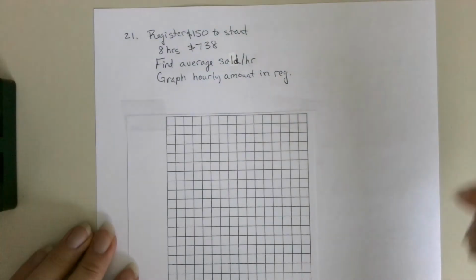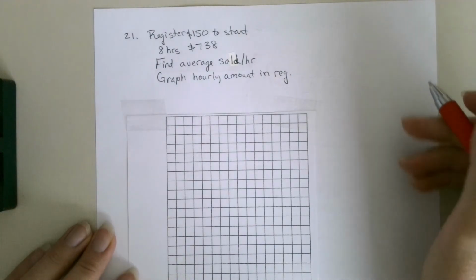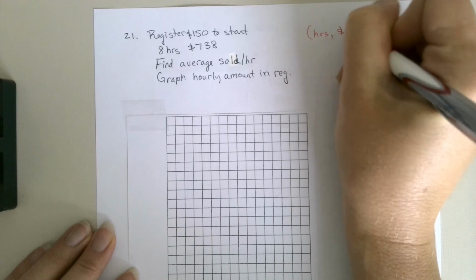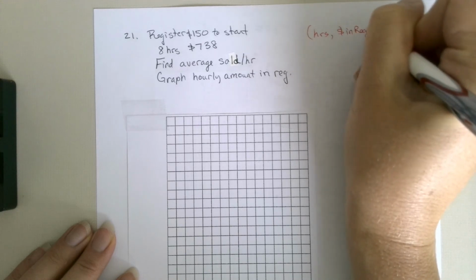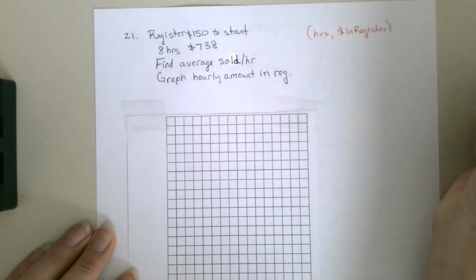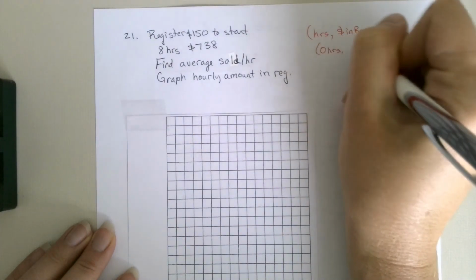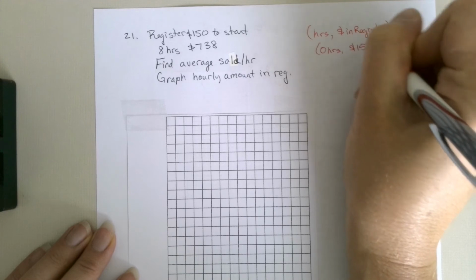So what I need you to think about is thinking about this as an ordered pair. The hours are like my x, and the money in the register is like my y value. So when I start, I have 0 hours, but we have $150 in the register.